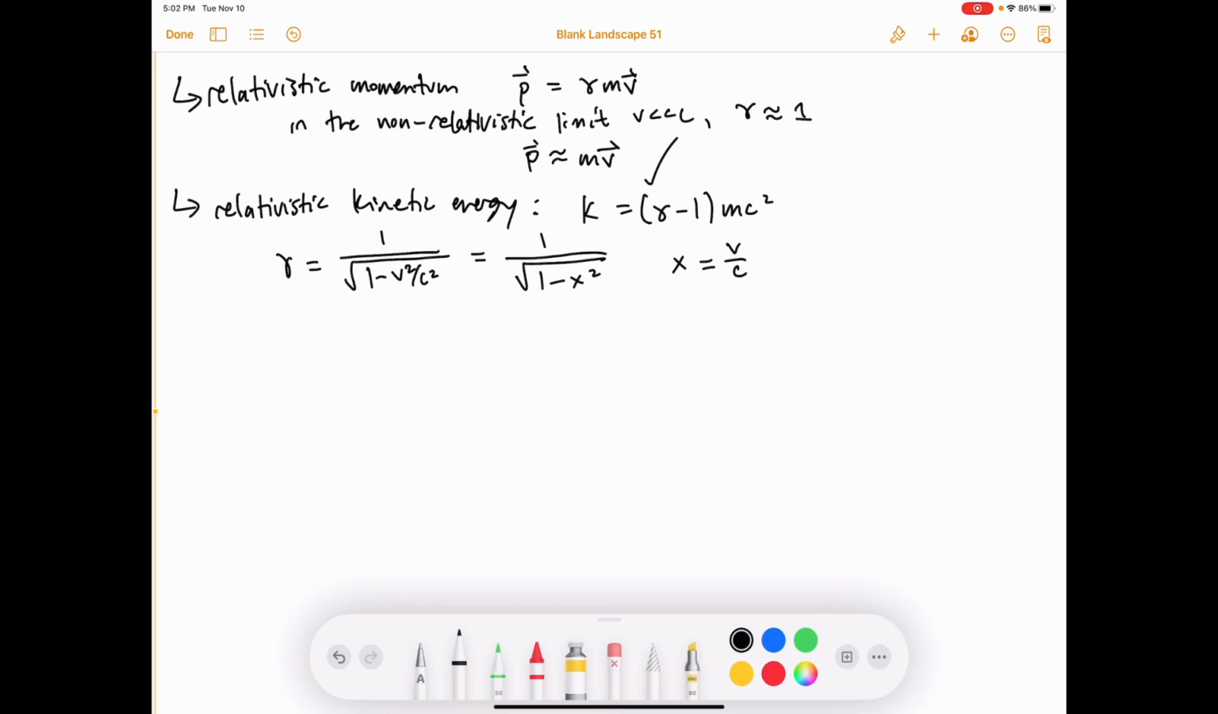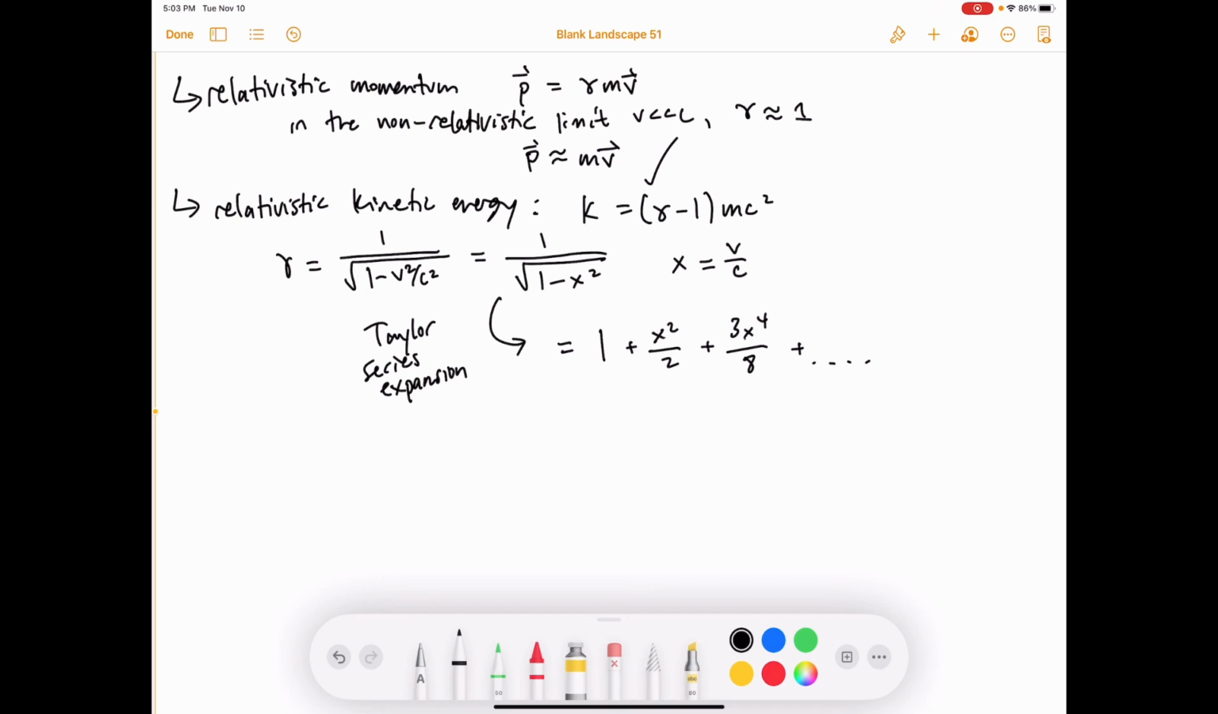just for simplicity. So if we take this function, 1 over the square root of 1 minus x squared, and we do the Taylor series expansion, this works out to 1 plus x squared divided by 2 plus 3x to the fourth divided by 8. And there's some other terms, but let's just write the first three like this. That's the Taylor series expansion.